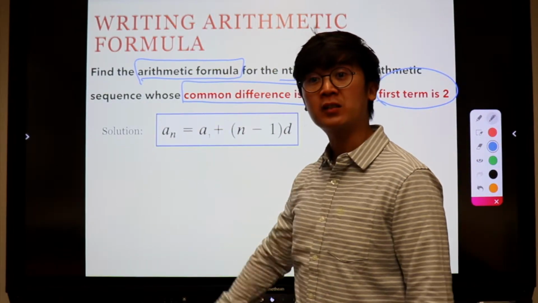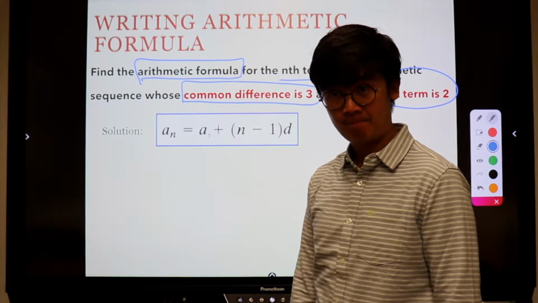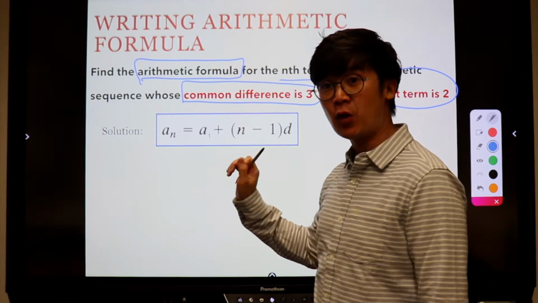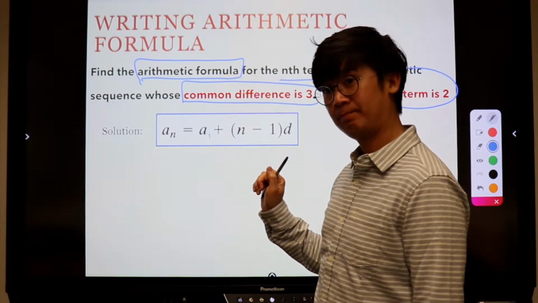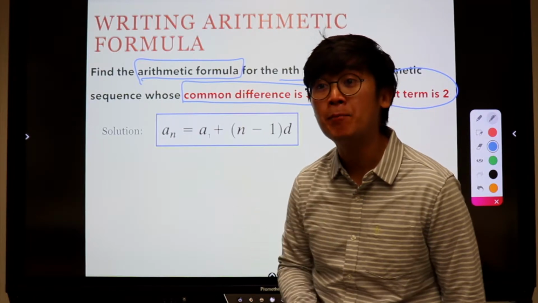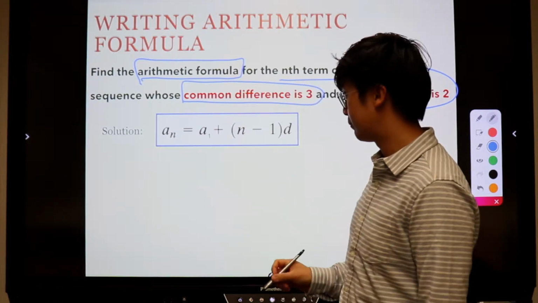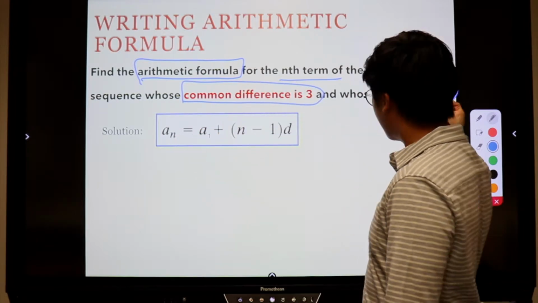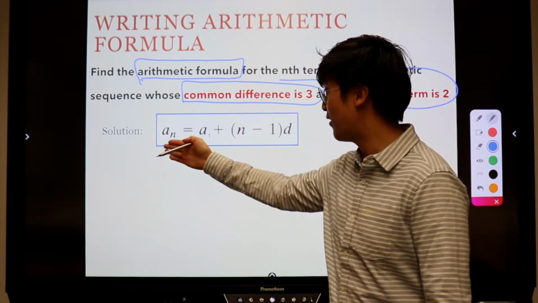So now that you have two clues, the first term and the common difference, you'll be able to use this formula, because all you have to do is plug them in. What is the first term in this formula? If we are going to use this formula, which symbol do we use for the first term? The first term is 2 in the given problem, but in the formula, what is the first term?